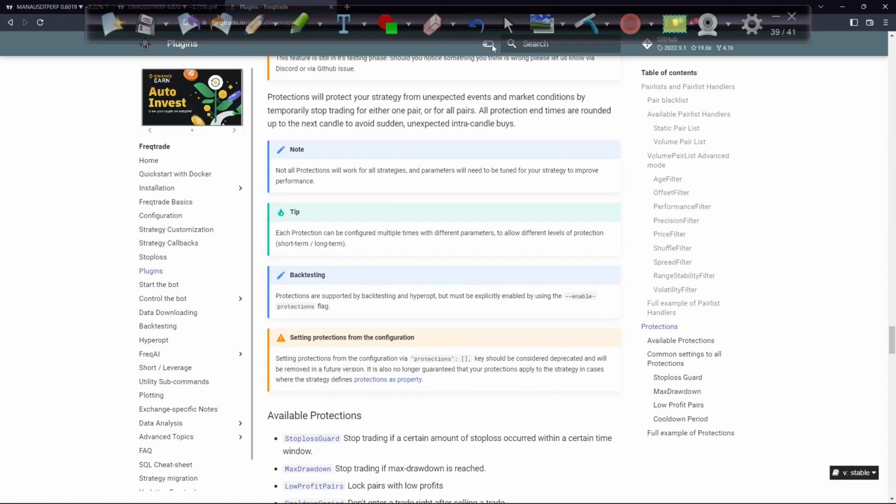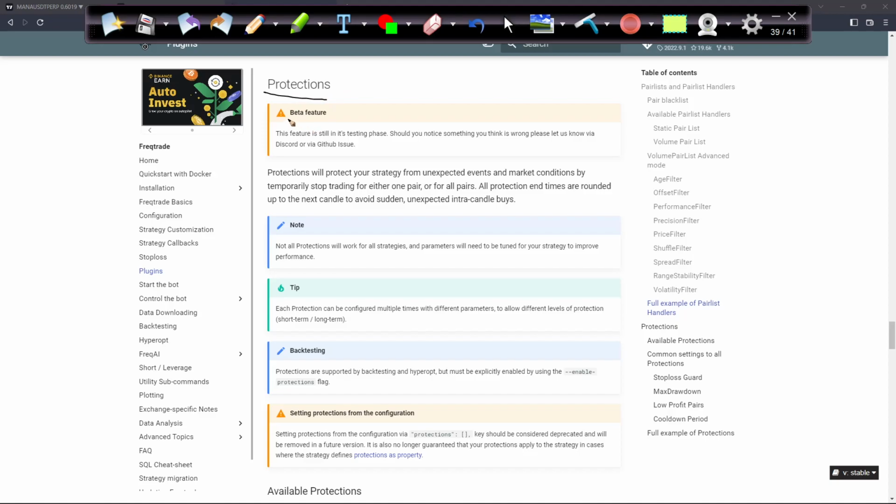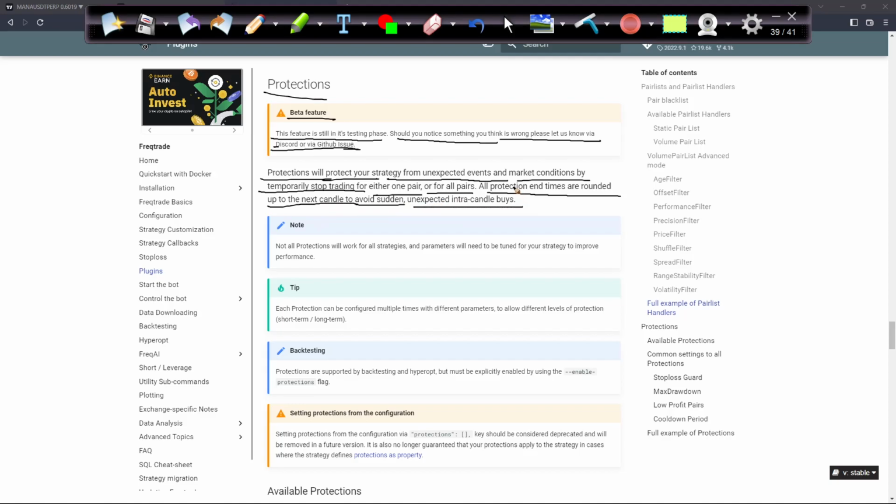What protections do we have here, because I think it's very important too. So protections, it is a beta feature. This feature is still in its testing phase. Should you notice something you think is wrong, please let us know via Discord or via GitHub issue. All right. Now we have protections. These protections will protect your strategy from unexpected events and market conditions by temporarily stopping trading for either one pair or for all pairs. All protection end times are rounded up to the next candle to avoid sudden unexpected intra-candle buys.